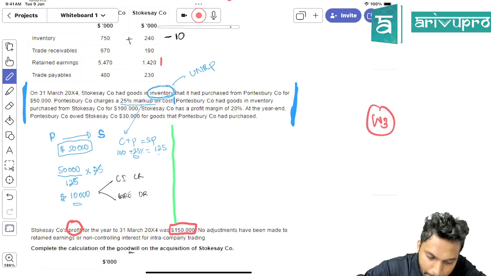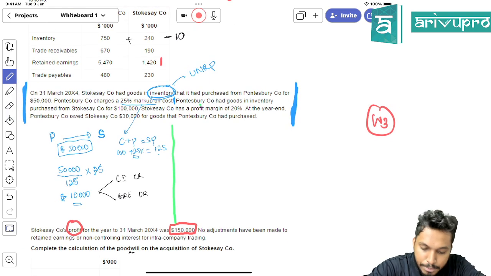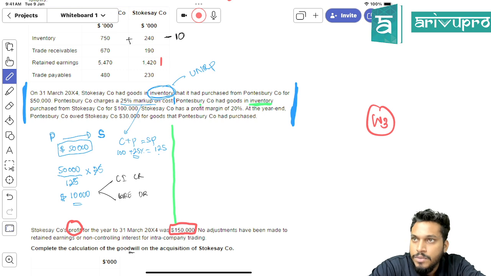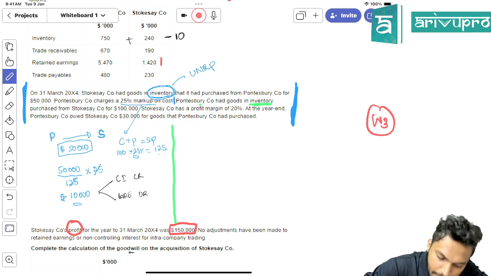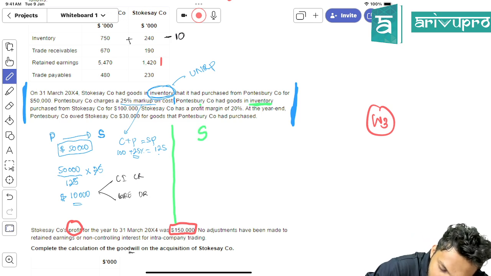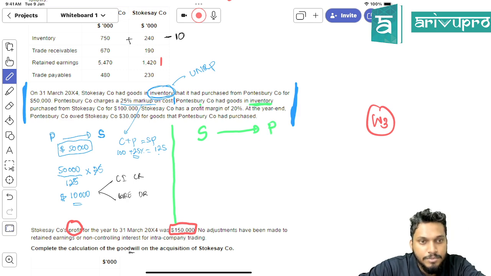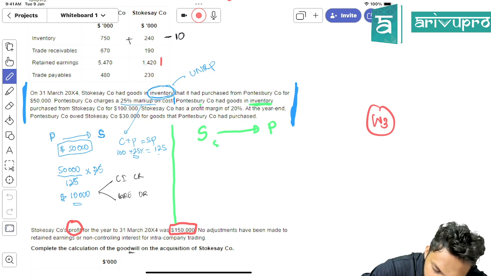So P company, which is the parent company, had goods in inventory. Now parent company is also having some goods in inventory purchased from S company for 100,000. So this time who has sold? Subsidiary has sold goods to parent. So how much is the goods remaining? 100,000.